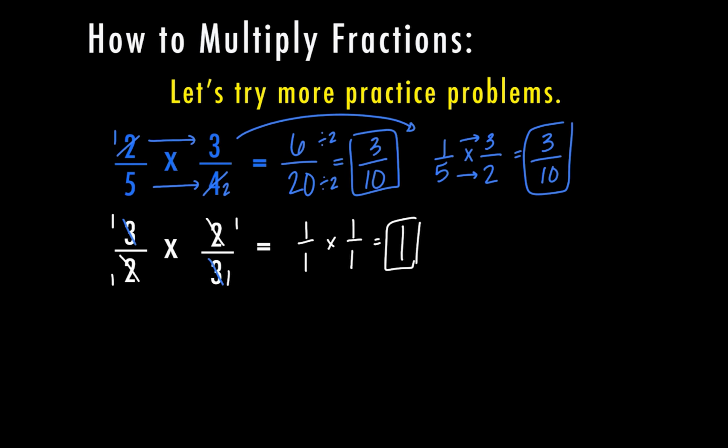Now, if you would have multiplied out the original problem, 3 halves times 2 thirds, you would have ended up with 6 over 6. And if we divide that, 6 goes into 6 one time. I don't have a remainder, so I'm finished.